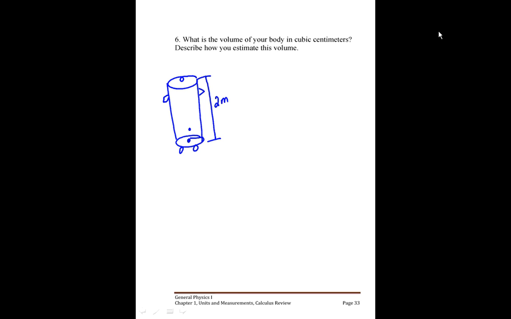That's going to be 0.2 meters. So I'm 2 meters tall and 40 centimeters all the way across. As I said, this is a cylinder. So I can find the volume of that cylinder, pi r squared times h. That's going to be pi times 0.2 meters squared times 2 meters. That's my h.